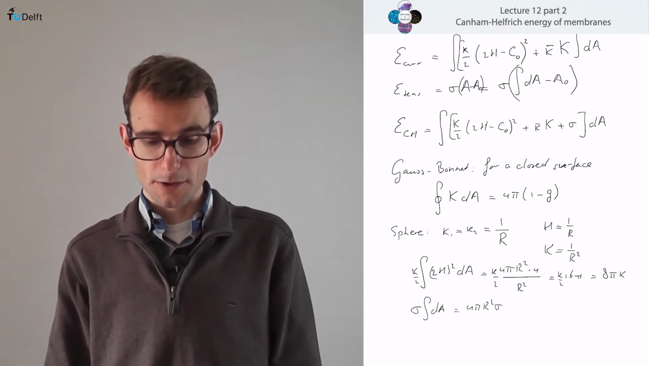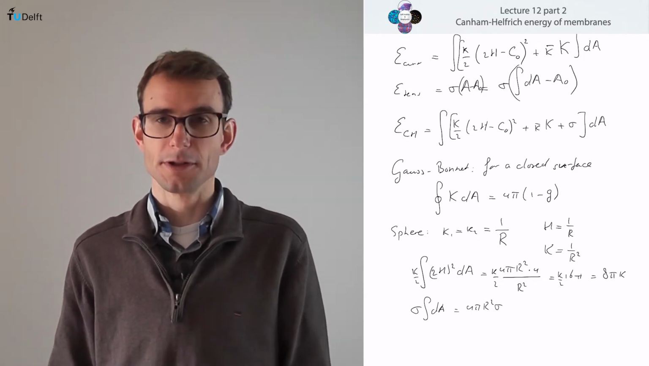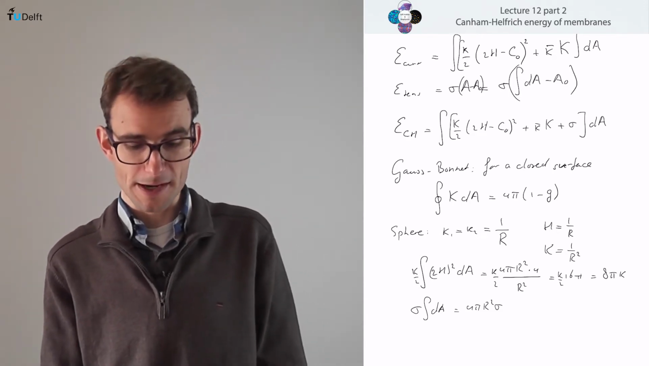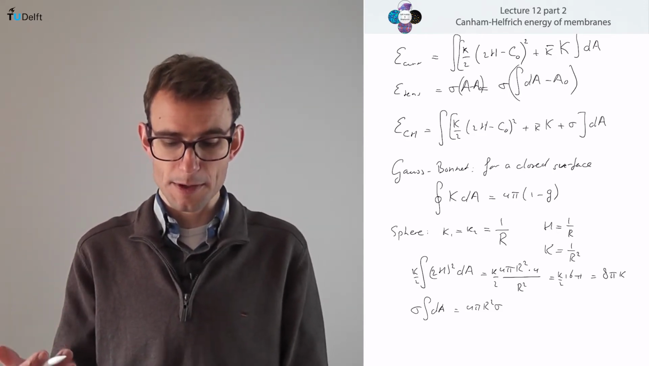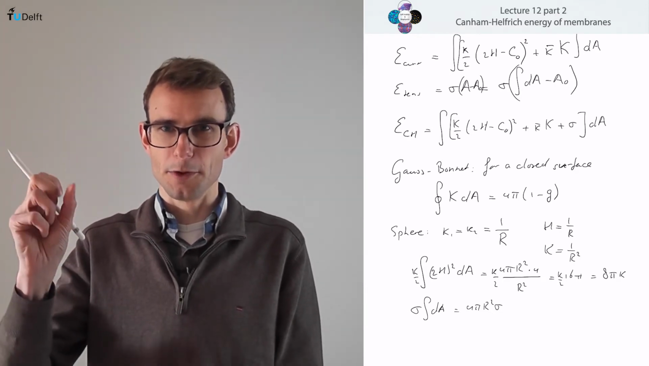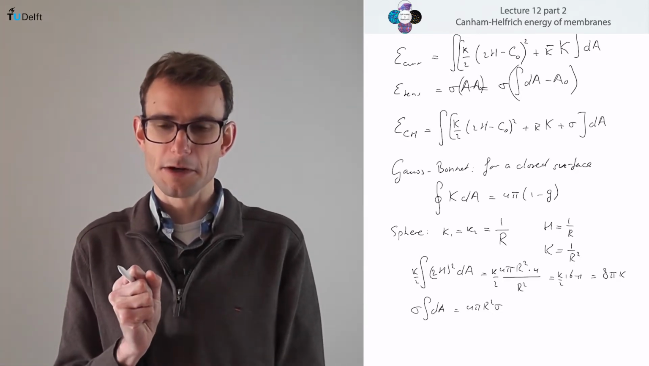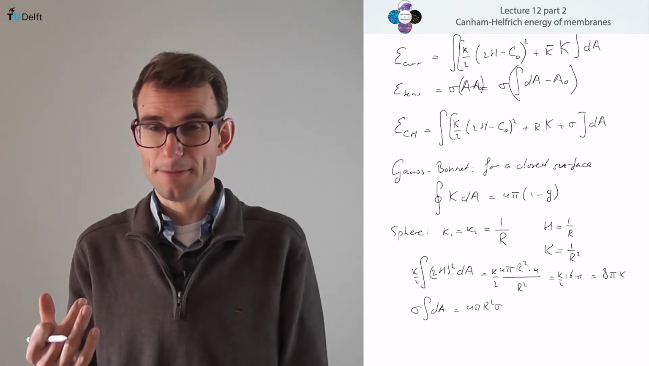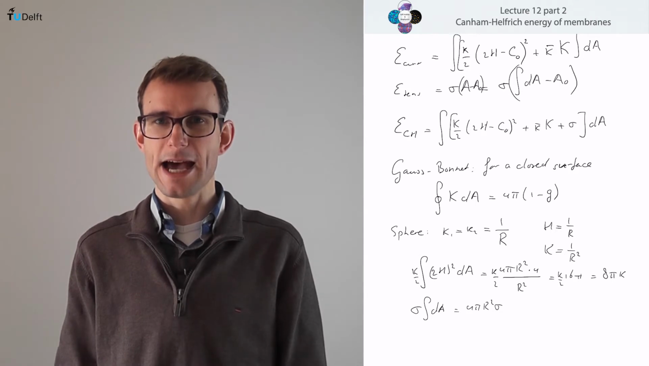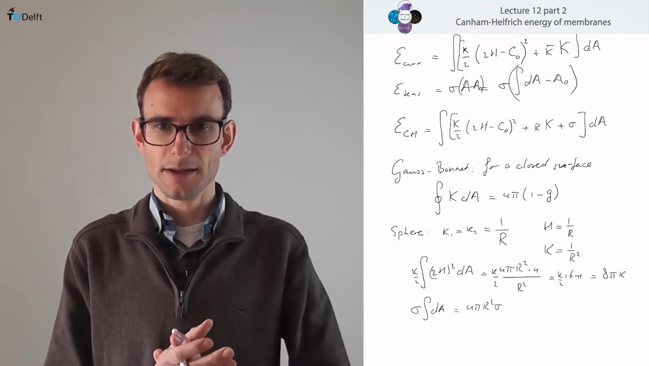And so if these were the only contributions, well, the Gaussian curvature contribution is independent of the radius, the mean curvature contribution is independent of the radius, the surface tension will be proportional to the radius squared. So that would suggest that the surface tension will always shrink our sphere to 0. Now, of course, that doesn't happen, and the reason for that is that our sphere or our membrane will typically have a fixed and closed volume.